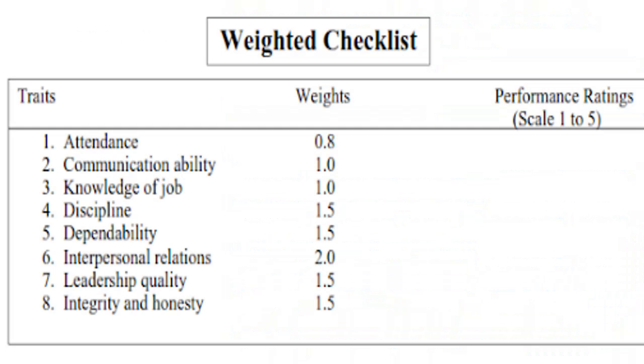As I said in the previous slide, the weighted checklist method, an example is being given here. Attendance, so here 0.8 is the weight which is being given. Then performance rating from scale 1 to 5. Then communication ability 1.0, knowledge of the job 1.0. So like this, a lot of weights are being given here and performance ratings are being done based on these weights.